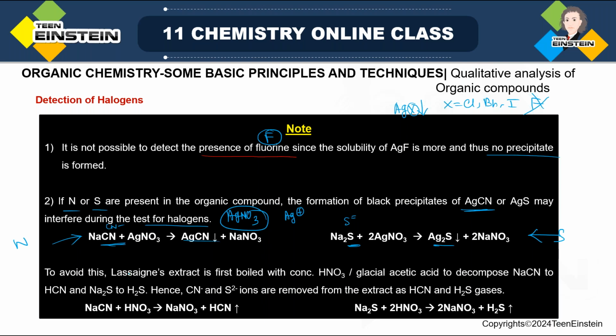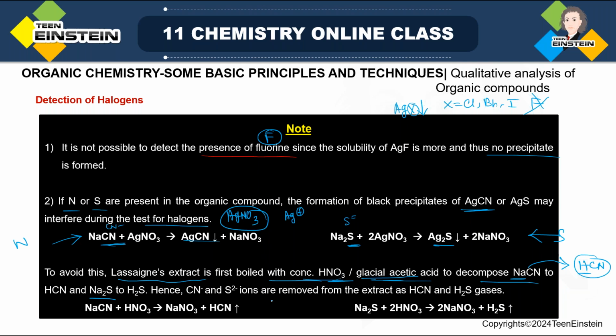To remove these, the Lassaigne extract is first boiled with concentrated HNO3 or glacial acetic acid. In the previous case, we simply heated it with dilute HNO3. But if you suspect that nitrogen or sulfur is also present, you have to boil it very well with glacial acetic acid, that is concentrated acetic acid, or concentrated nitric acid, to decompose NaCN or Na2S to the form of HCN or H2S. So from NaCN we are converting it to HCN; Na is simply replaced by H.